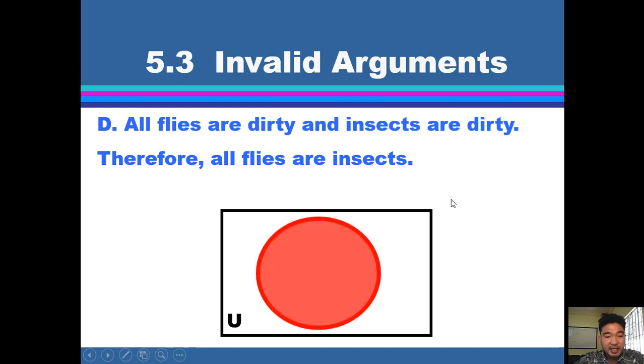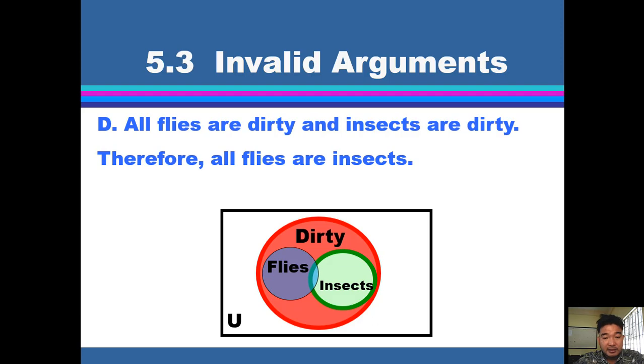Next, all flies are dirty and insects are dirty. So, gawa tayo ng Venn diagram. Dirty. Alin yung dirty? Lahat ng flies. And, hindi lahat ng insects ay puro flies lang, ano? Okay, therefore, all flies are insects. So, this is an invalid. Okay.